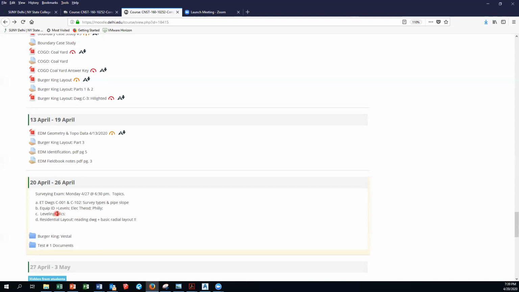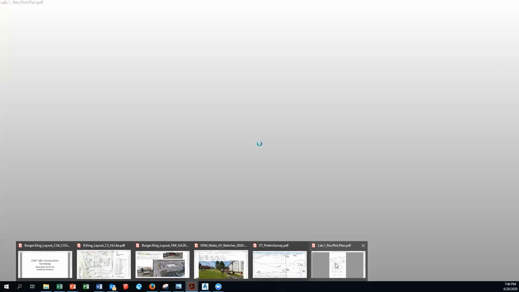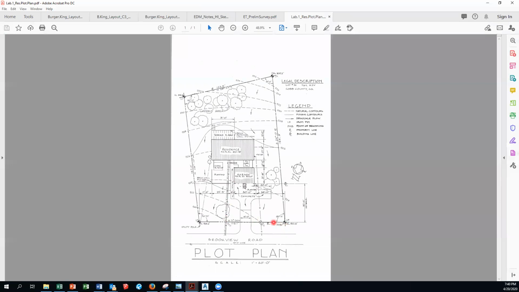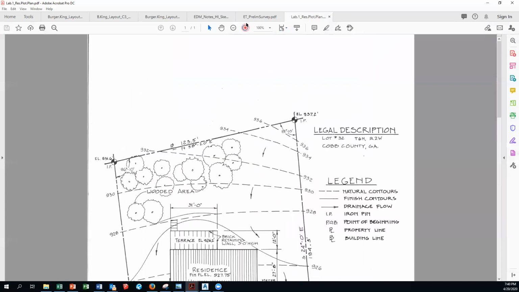So every field test is Thursday and surveying is Monday? Yes. Okay. So that's, and then basic radial layout, and that's where you had right here, right? We use this as our baseline, and then we drew in the sketch, say for this corner. Let's zoom in on this, no pun intended.